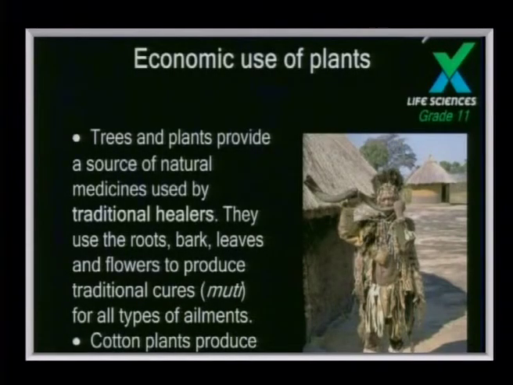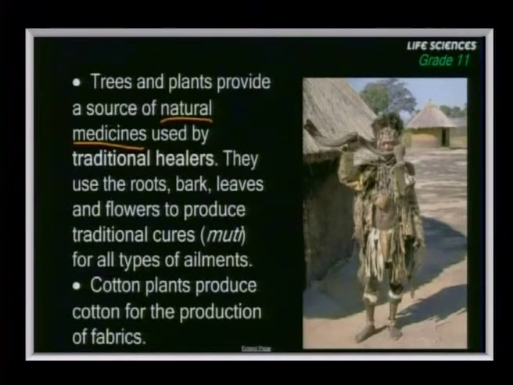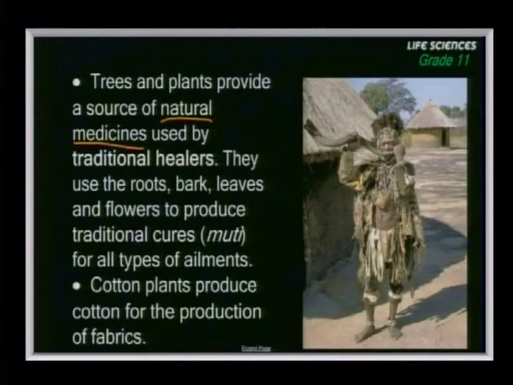So, economic use of plants. We've got trees and plants provide a source of natural medicines, used by traditional healers. They use roots, they use the bark, they use the leaves and the flowers sometimes, to produce traditional cures. Now we call those traditional cures muti, and muti is a proper South African term, and we use it all the time. Even when we're going to take stuff that we've bought from a chemist, we say, here's some cough muti or headache muti. Muti is medicine for all types of ailments.